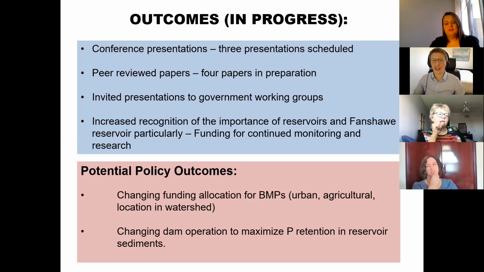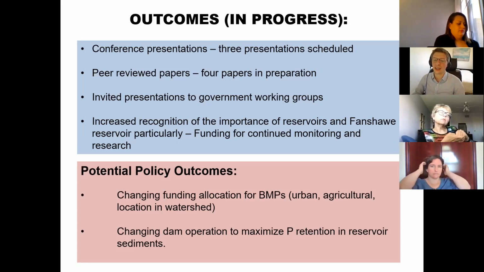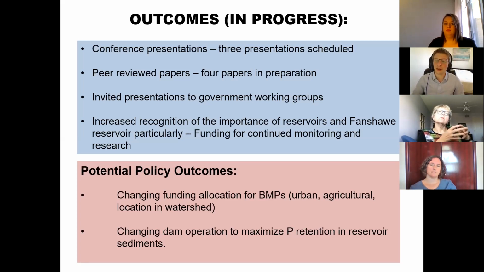And now I'm at the stage of, as Patricia was saying, translating this into how it is going to influence policy? I think this is going to be the next big test for this project. I can anticipate that some of the policy outcomes could be changing the funding allocation for BMPs. So are BMPs upstream and downstream of the reservoirs equally valuable, and should they be funded equally? Could it result in changing dam operations to maximize phosphorus retention in the reservoir, for example, to intercept phosphorus over a very large watershed area?